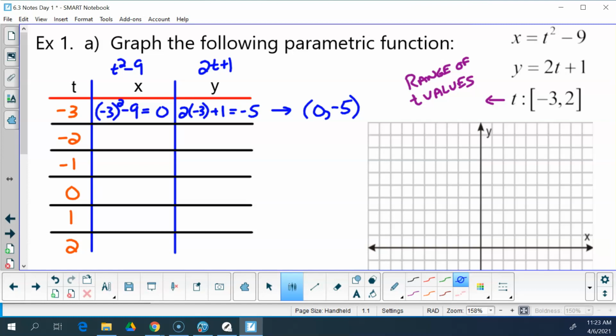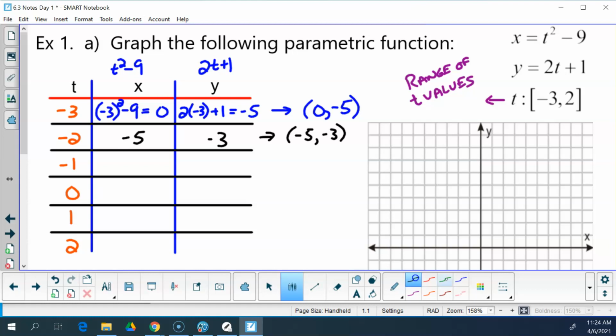Now, on your t-chart, you can use any value as long as that value is between -3 and +2. I chose the whole numbers, the integers, but if you wanted to do something like -2.75, you do you, I'm going to do me. So -2 squared. What is -2 squared? 4. 4 minus 9 is -5. So that x value is -5. -2 times 2 is -4, plus 1 is -3. So this one gives me the point (-5, -3). With me?